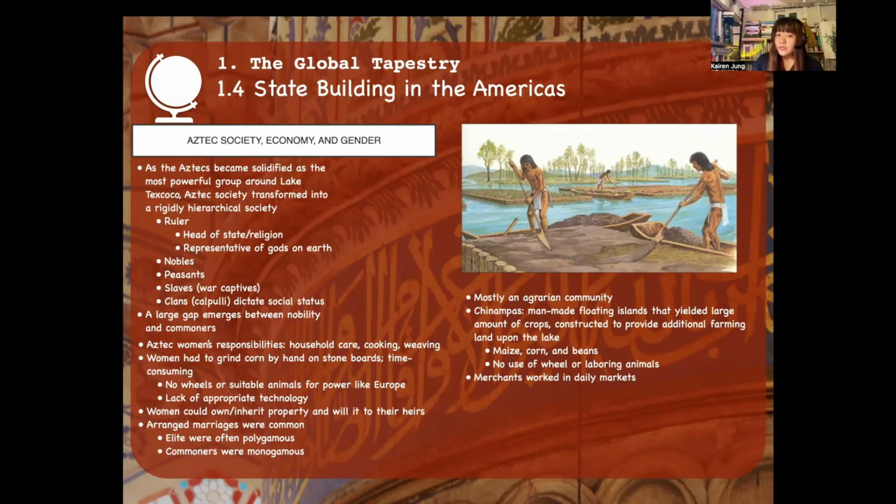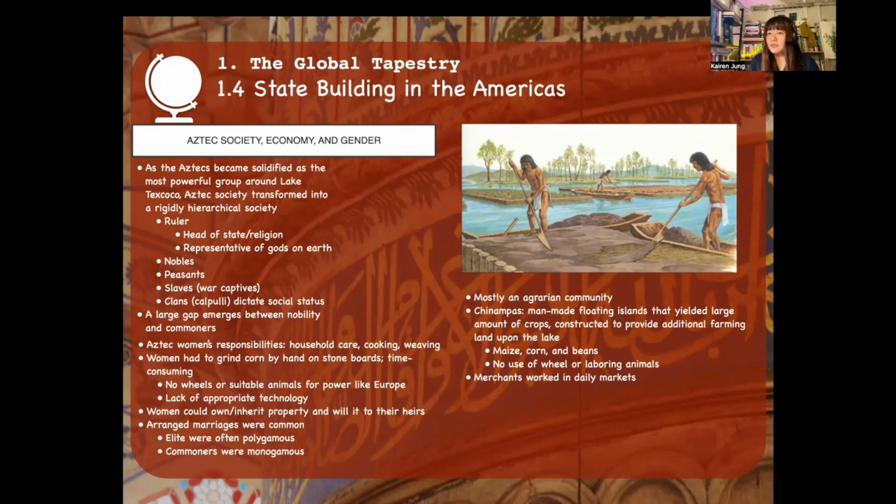Women could own and inherit property and will it to their heirs, and arranged marriages were common. The elite were often polygamous, commoners were monogamous. So that's another interesting development, because elite marriages tended to be more political in nature than for reasons of love. And generally, when people are left to their own devices, like for commoners, you tend to just sort of marry for love.